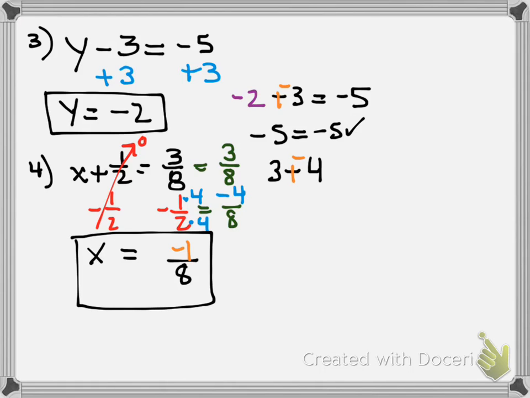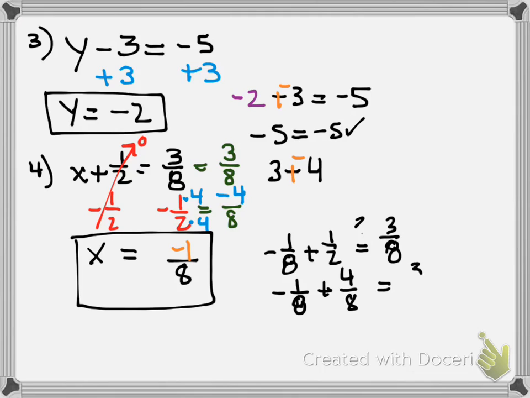And that's going to give you -1/8 plus 1/2. Does that equal 3/8? So to check, this gets a little messier because now I need to convert 1/2 into a fraction with a denominator of 8. And I have -1 plus 4 is 3. And sure enough, I get exactly what I need.